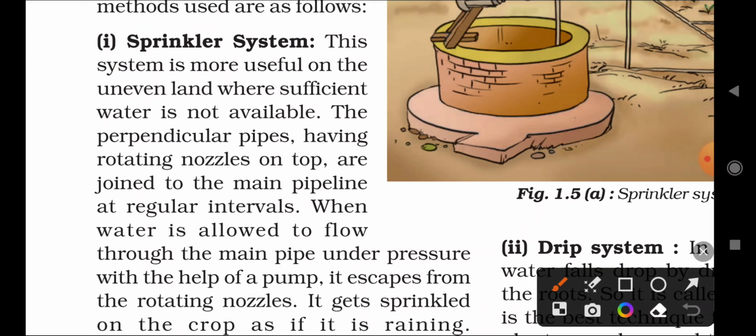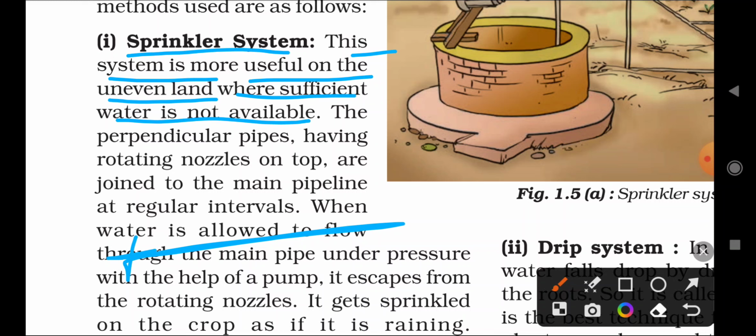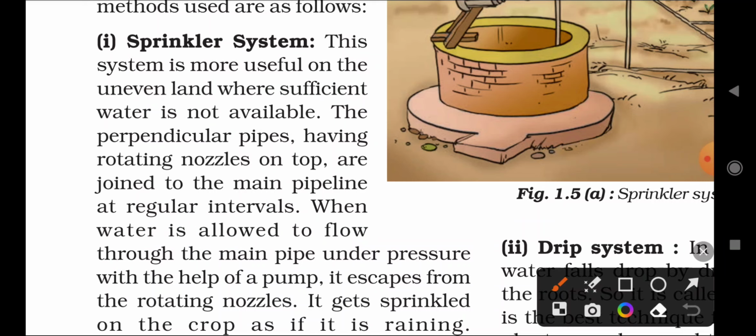First we will study the sprinkler system. This system is more useful on uneven land where sufficient water is not available. It is used where land is uneven, not like a flat surface. Sometimes it is like a mountain, or the surface is very high, and after that it is flat, again high, again flat, again high. Like this, uneven land is there.